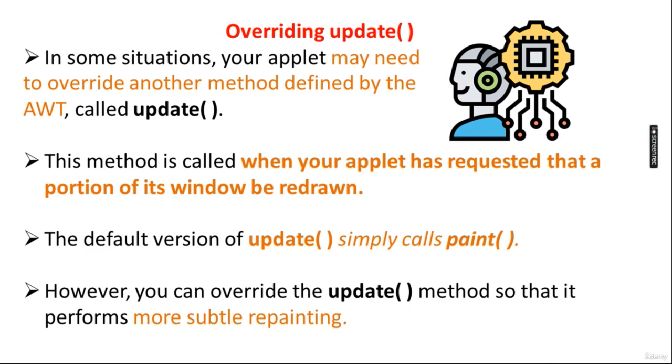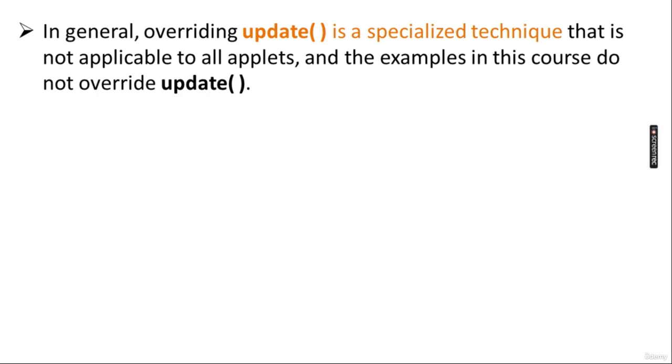Next, overriding update. In some situations, your applet may need to override another method defined by AWT called update. So besides the methods we have seen, an applet may be required to override another method called update. This method is called when your applet has requested that a portion of its window be redrawn. So only a portion will be redrawn. The default version of update simply calls the paint method, but you can override update so that it performs more subtle repainting for the particular portion.